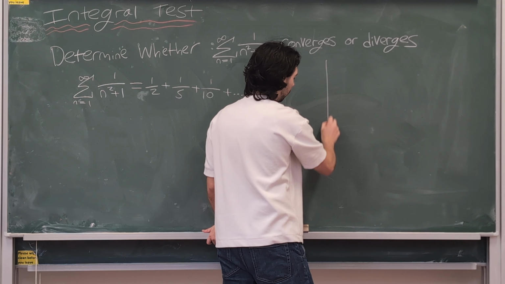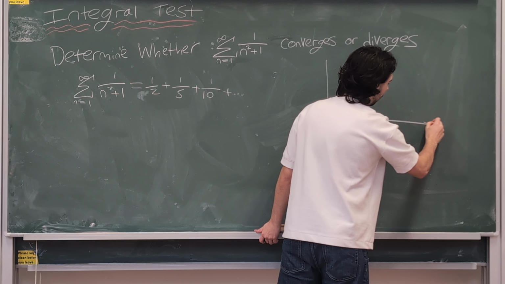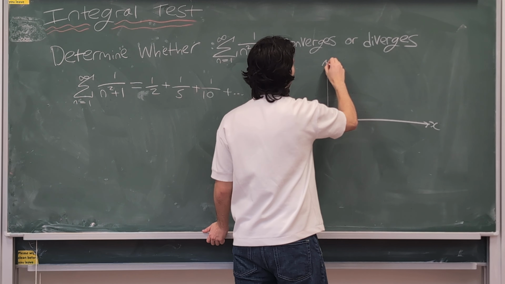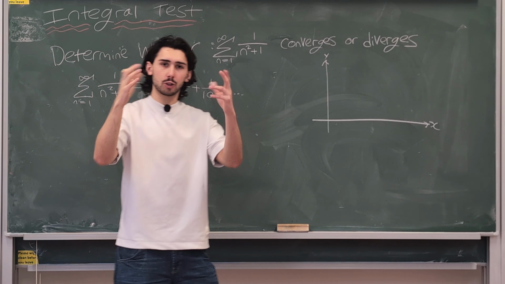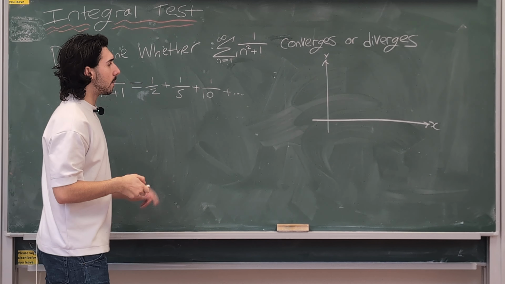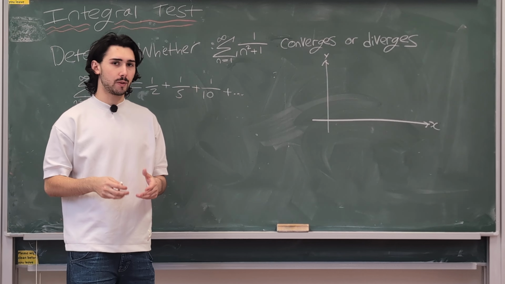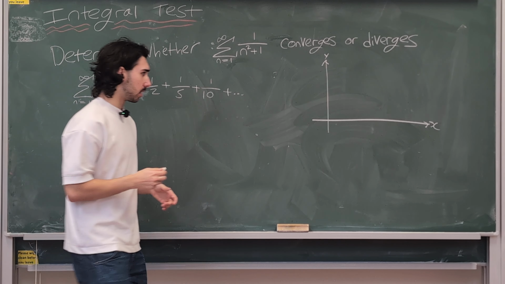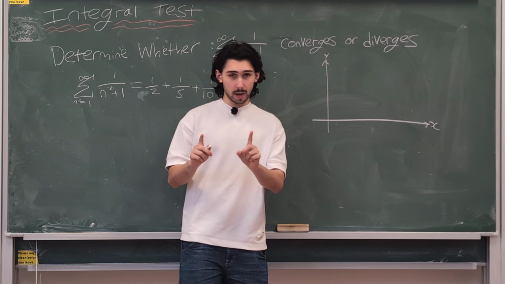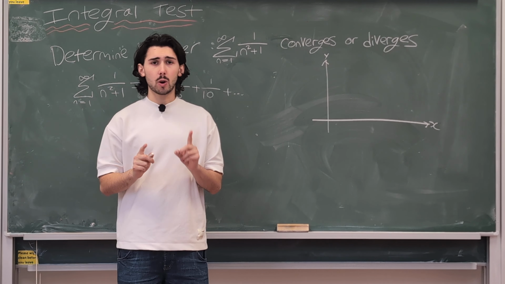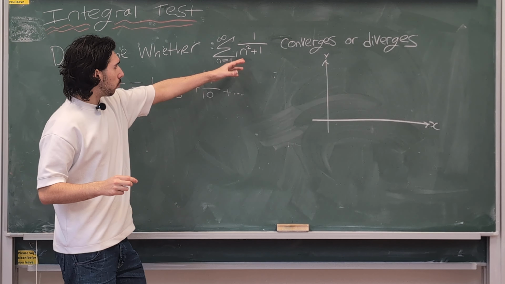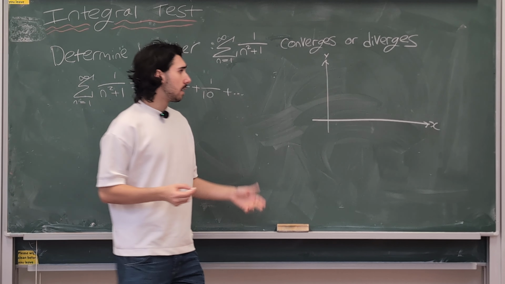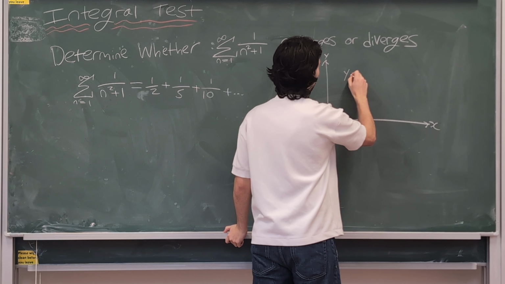I would draw a graph of the function, the continuous version of the function. So 1 over n squared plus 1, I'm going to draw the graph of 1 over x squared plus 1, y equals 1 over x squared plus 1. Now, before I do this, it's not necessarily very obvious what y equals 1 over x squared plus 1 looks like. So this is what I want to draw.